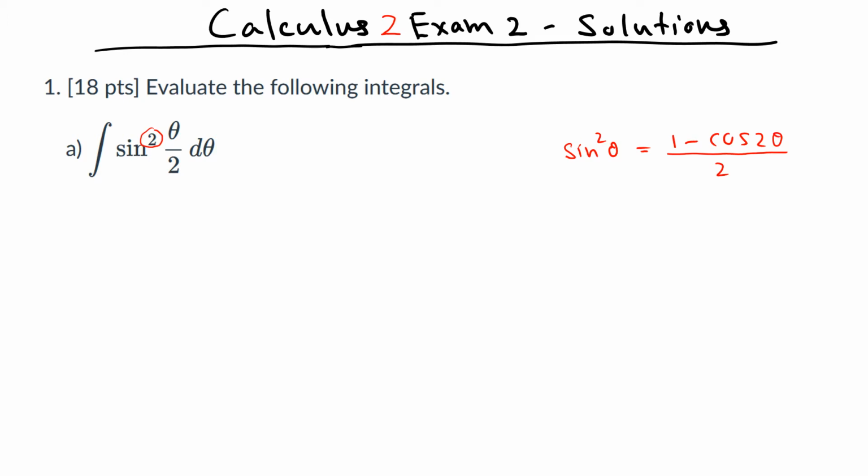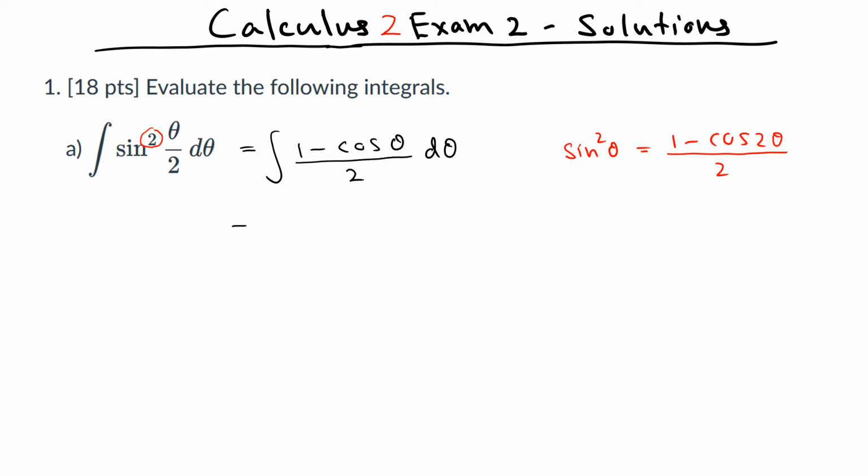So if you use this formula, what you have to do is double the angle. So here the angle is theta by 2. So when you double it, it becomes theta. So that means if you use the formula, you simply can write the integral of 1 minus, if you double it, simply cosine theta, divided by 2. So that's the formula. So it's a very simple integral.